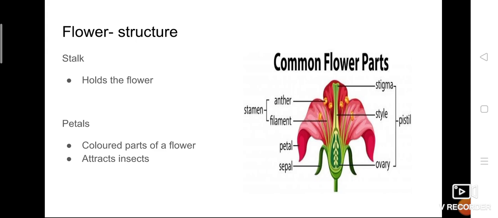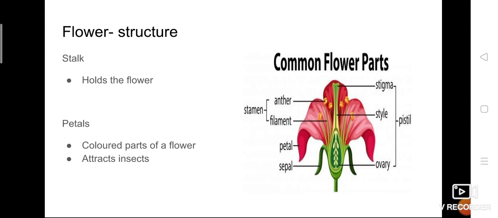Next one is petals. Petals, as I told, are the colored part of a flower. In this picture, it is given somewhat pinkish red. Those pinkish red parts are called petals. So they are called the colored parts of a flower. Because of its variety of colors, it is able to attract the insects.